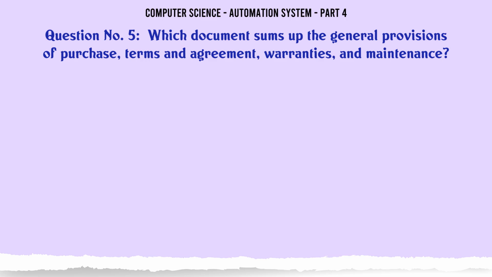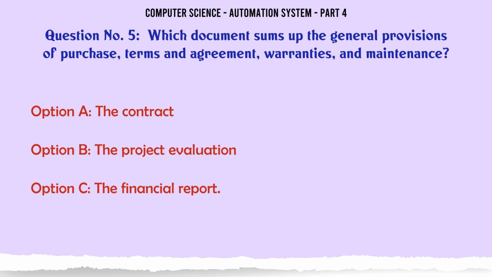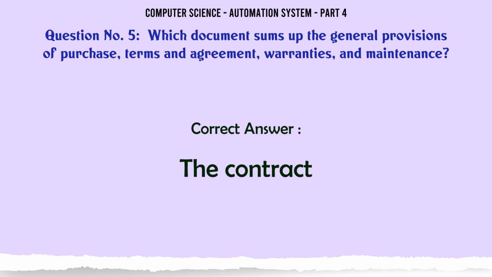Which document sums up the general provisions of purchase terms and agreement warranties and maintenance? A. The contract. B. The project evaluation. C. The financial report. D. The purchasing report. The correct answer is the contract.